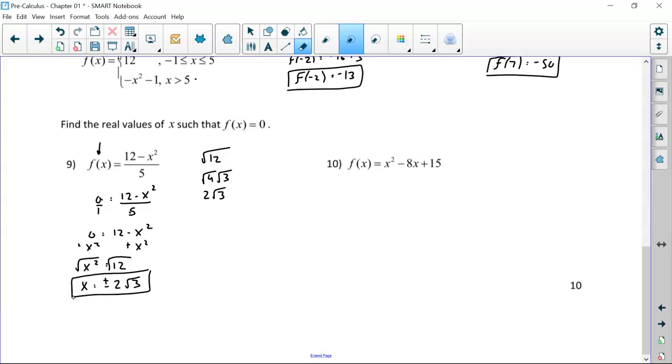Number 10 is similar. We're going to put 0 in for f of x. x squared minus 8x plus 15. We can actually factor this quadratic.